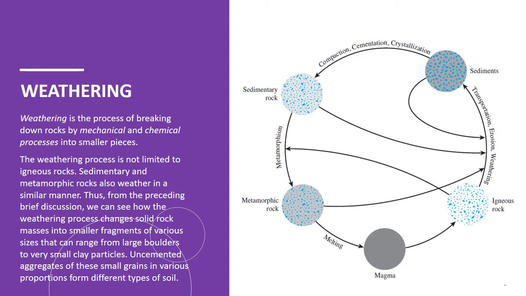We can see how the weathering process changes solid rock masses into small fragments of various sizes that can range from large boulders to very small clay particles. Uncemented aggregates of these small grains in various proportions form different types of soil.